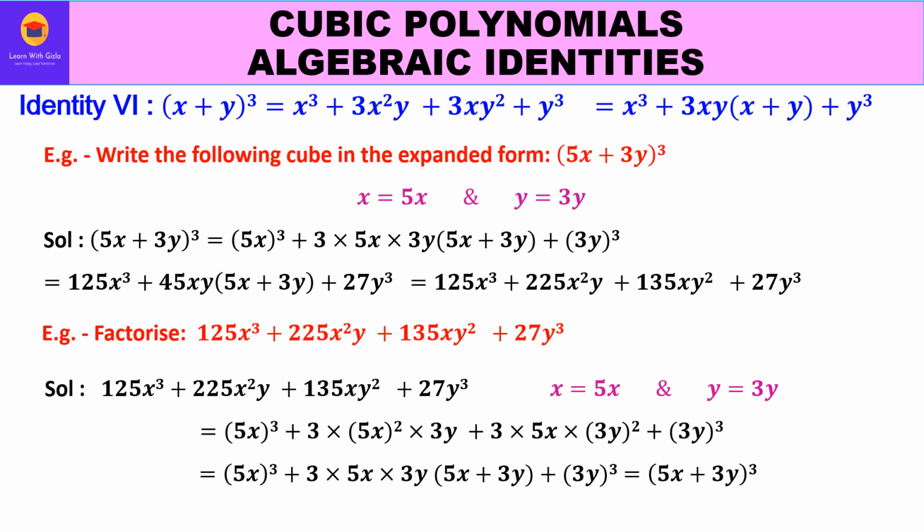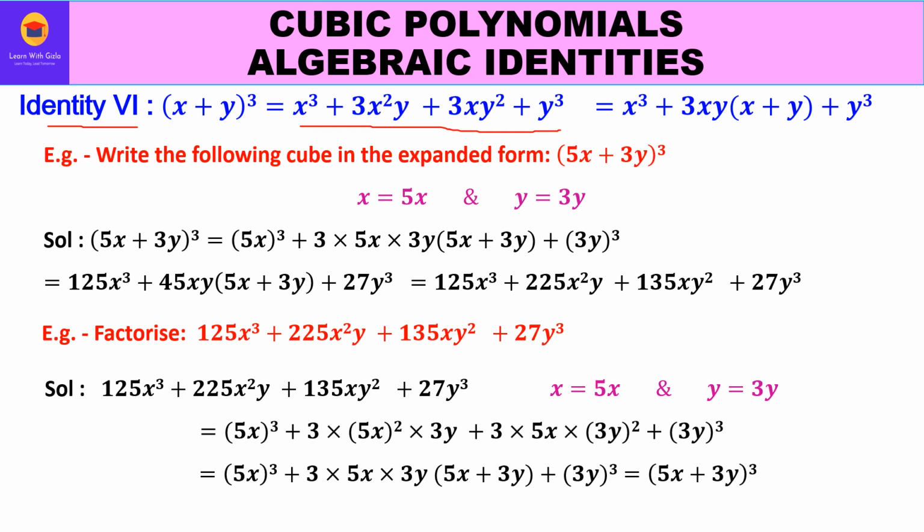So now let us start with identity 6. Identity 6 is based on cubic polynomials. What are cubic polynomials? Cubic polynomials are those polynomials having degree 3. That means the highest power of the variable in the polynomial will be 3. Therefore the degree is 3, and hence they are called cubic polynomials.